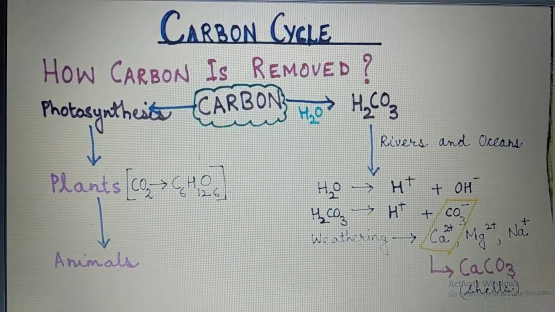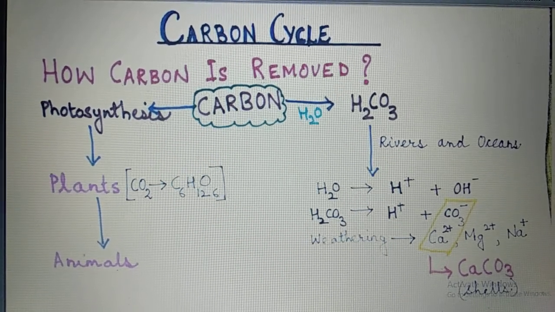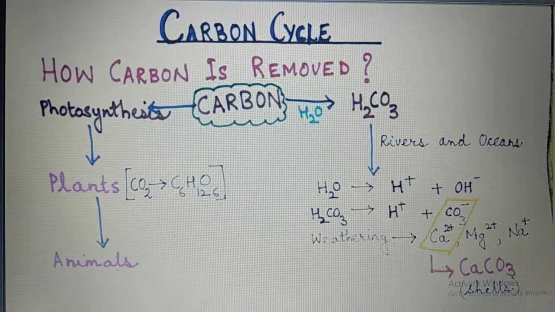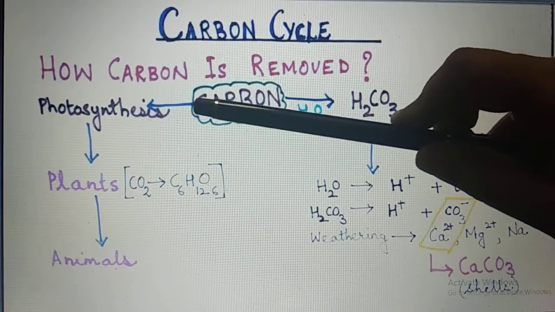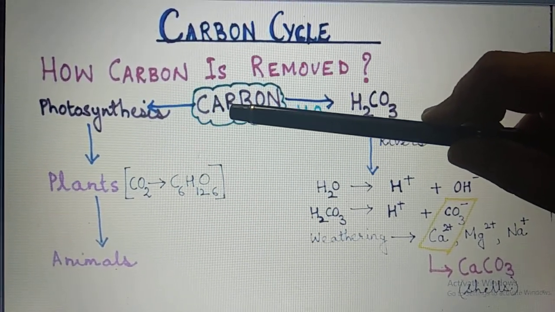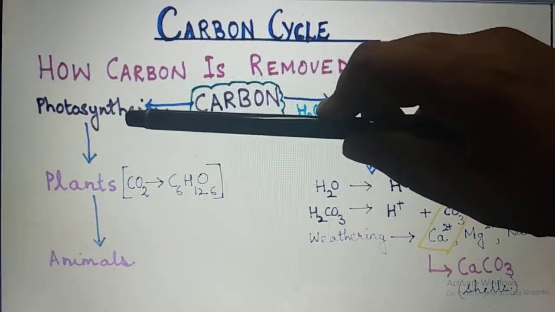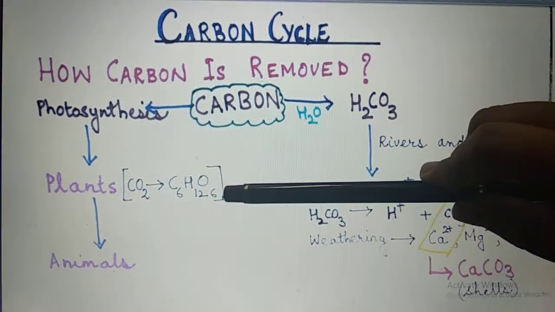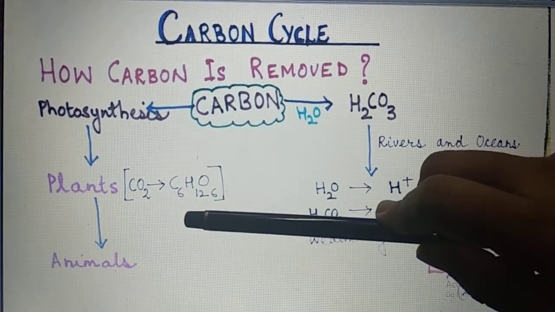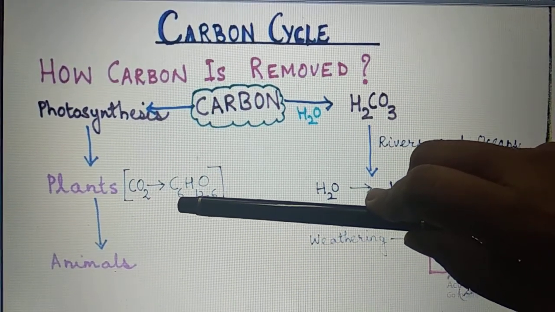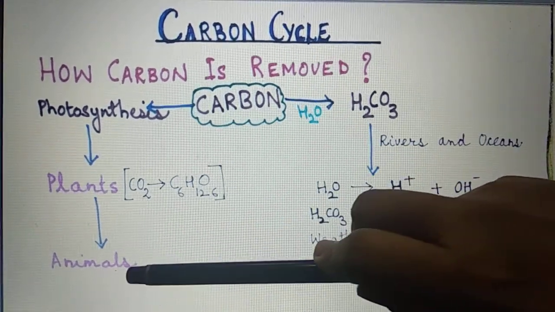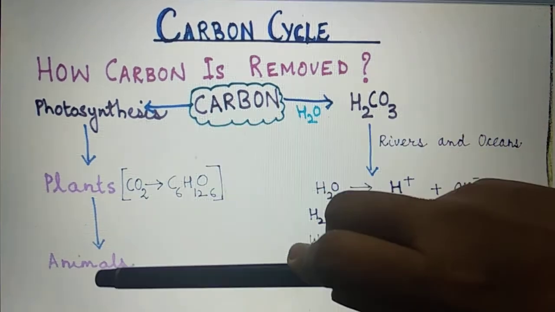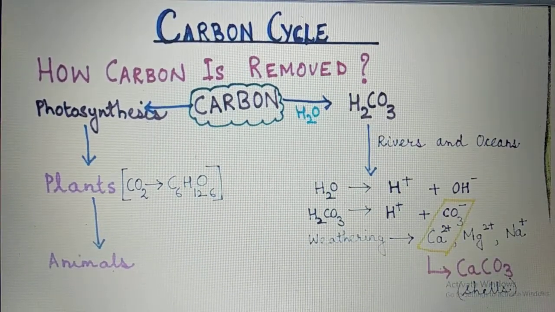Now another way carbon is removed from the atmosphere is during photosynthesis. Carbon dioxide present in the atmosphere will be utilized by the plants, and they will convert the carbon dioxide into glucose molecules. In this glucose molecule you can see that carbon is present. When the animal eats this plant, automatically the carbon is going to enter the body of the animals.